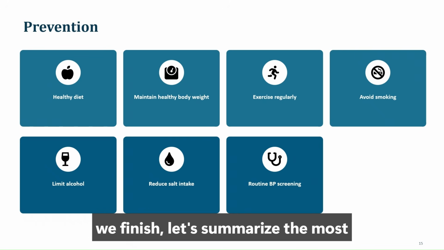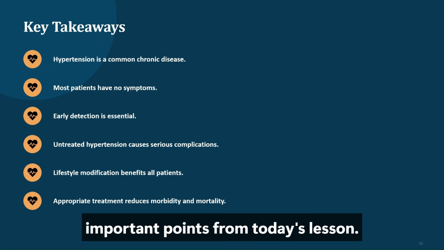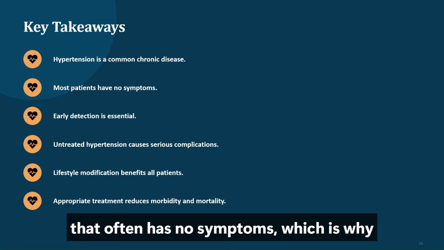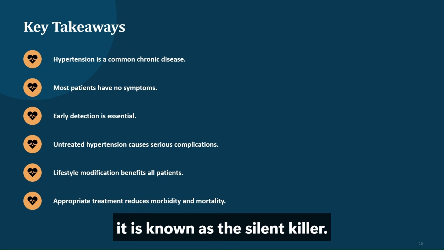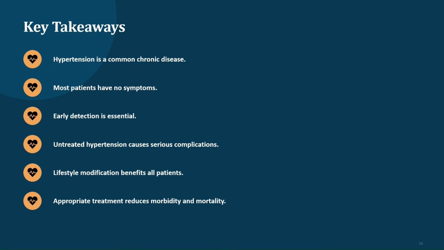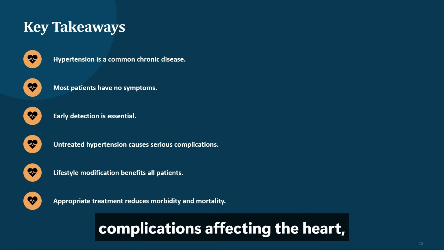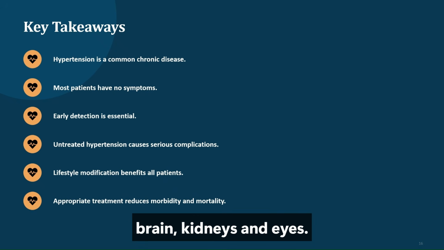Before we finish, let's summarize the most important points from today's lesson. Hypertension is a common chronic disease that often has no symptoms, which is why it is known as the silent killer. It can lead to serious complications affecting the heart, brain, kidneys, and eyes if left untreated.